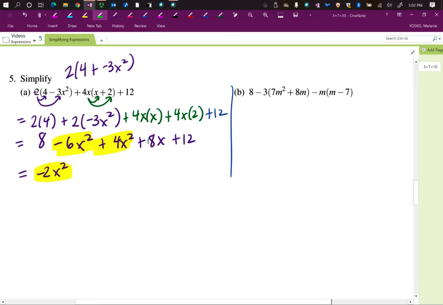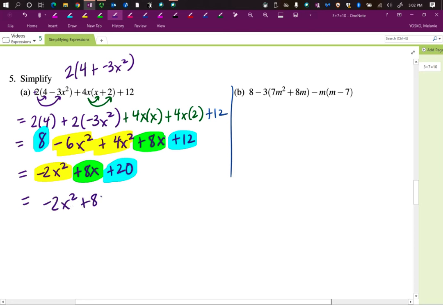Now let's look at the x terms. In this case, there's only one of them, so I'm just going to rewrite this guy. Plus 8x. And then look at the constants. We have an 8 and a positive 12. So 8 plus 12 is 20. So if you write this again, we have a sum of 3 pieces. There are 3 terms. Negative 2x squared plus 8x plus 20.